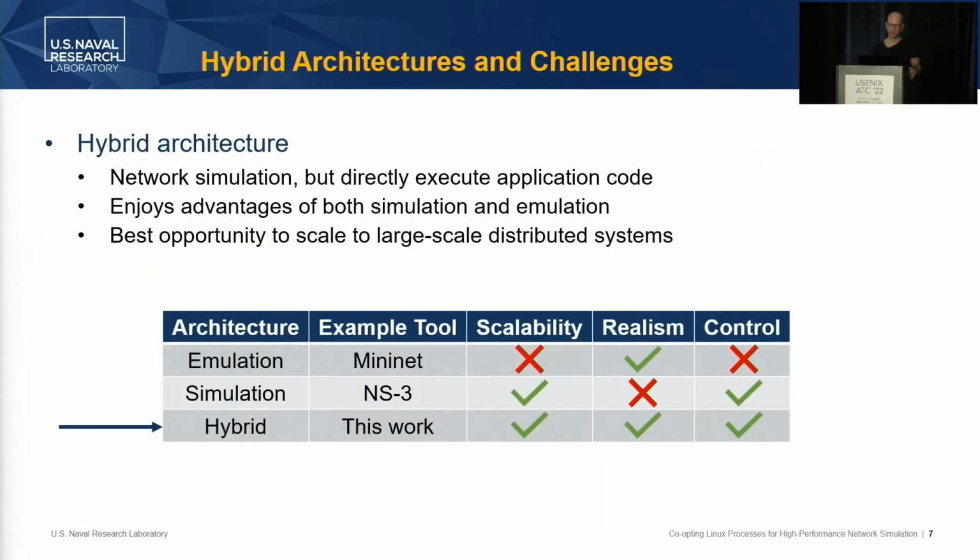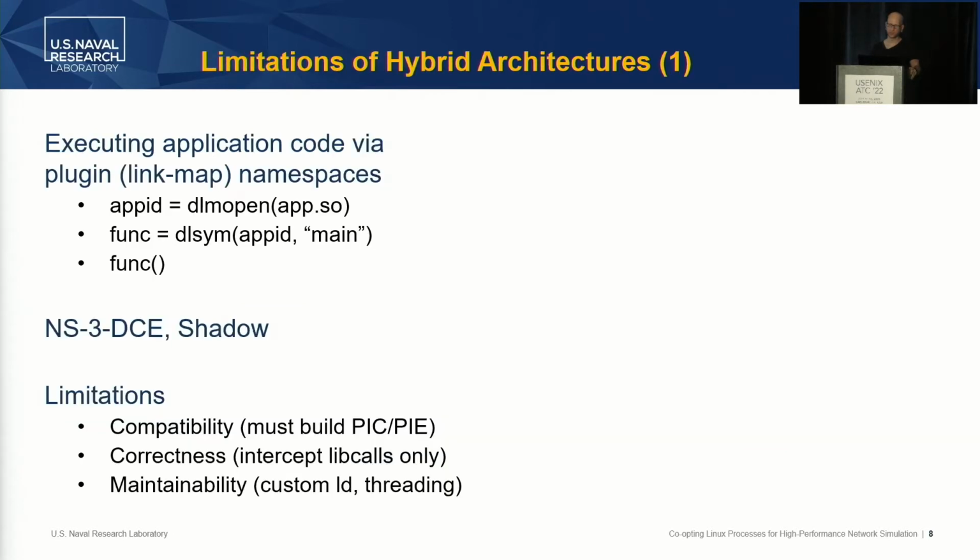So simulation and emulation don't work well, so there's been hybrid architectures that have been studied in research. This is a network simulation, but where the application code is directly executed. And the idea is to get the advantages of both simulation and emulation, and this provides the best opportunity for large-scale distributed systems. So there's been two different approaches with hybrid architectures.